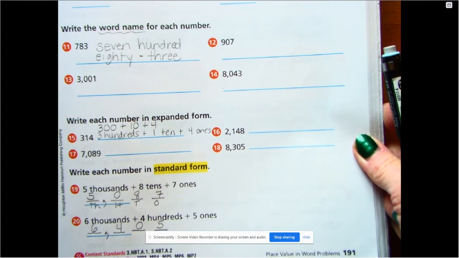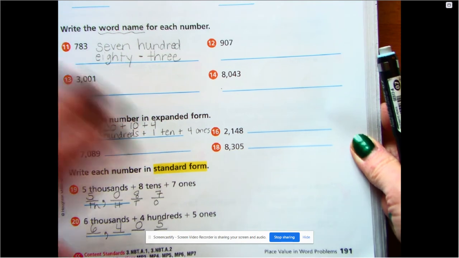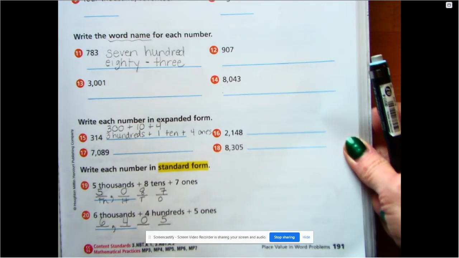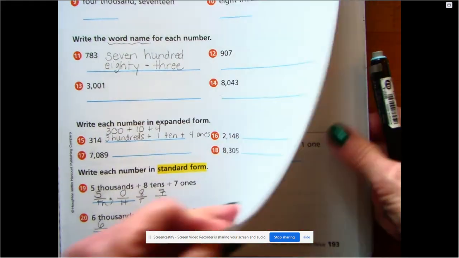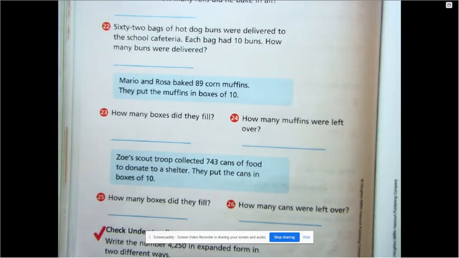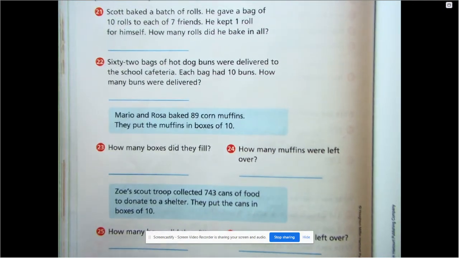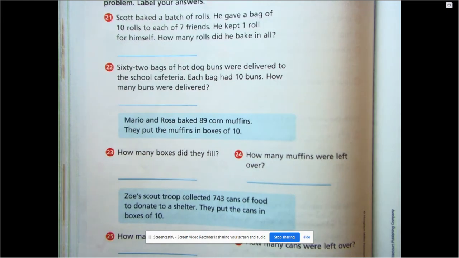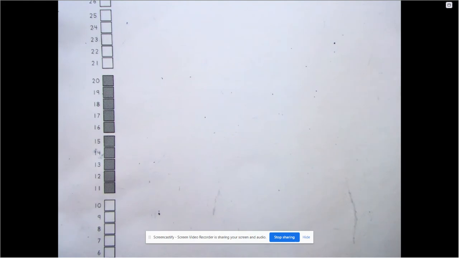All right, so we kind of popped around. This was a review of what we've done the last few days. Now we're going to take what we know and we're going to work on some word problems. Some of these are really tricky, so you have to really be thinking. That's why I want you to have your whiteboard with you, because you're going to need to do some drawing.